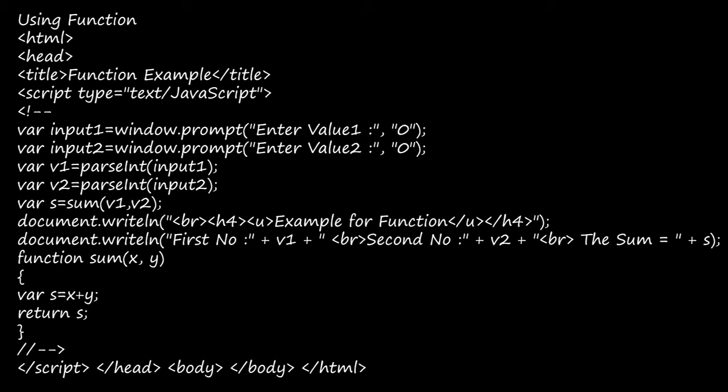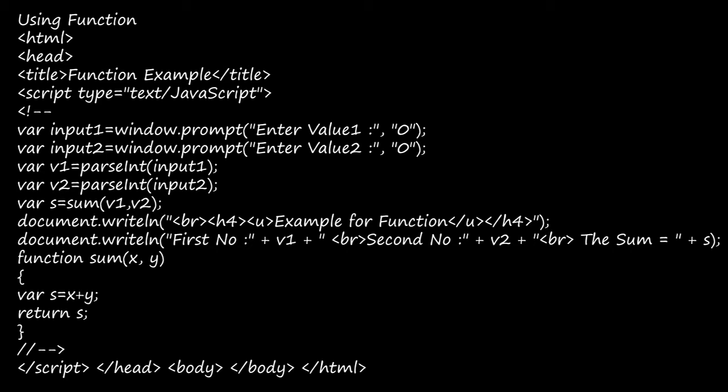Then again variable input2 is equal to window.prompt, "Enter value 2". This will be displayed again in another prompt dialog box, right? Since we are giving a prompt dialog box, we will have a field to enter our choice of value there. So here variable v1 is equal to parseInt of input1. parseInt is used to convert the given float value into an integer value, right?